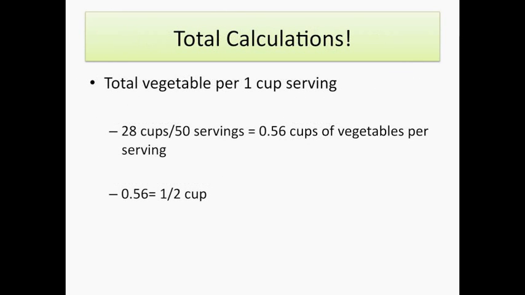So there are a couple of different ways you can credit these values towards the vegetables per serving. Since there are 28 cups of total vegetables, we divide that by 50 servings to get 0.56 or 1/2 cup of vegetables per 1 cup serving of soup. You can choose to credit the amount per serving as total vegetables in the additional vegetable category if you've already met your subgroups elsewhere within your week's menus.